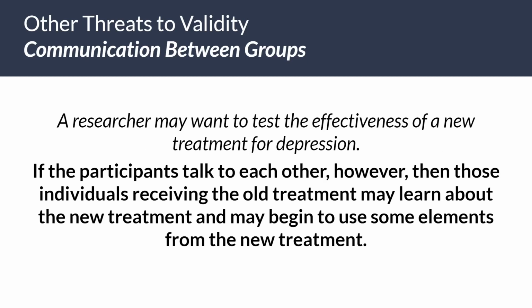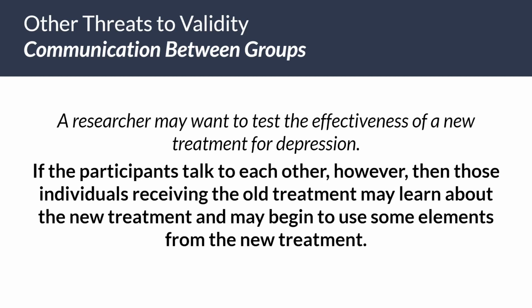Other than that, one more threat to validity is the communication between groups. For example, a researcher wants to test the effectiveness of a new treatment for depression. So one participant was exposed to therapy while the other participant was not. If participants talk to each other from one group to another, they share their experiences, then the individuals receiving the old treatment or those who are receiving no treatment may learn about the treatments being given to the treatment condition. And they may begin to use some elements from the new treatment.